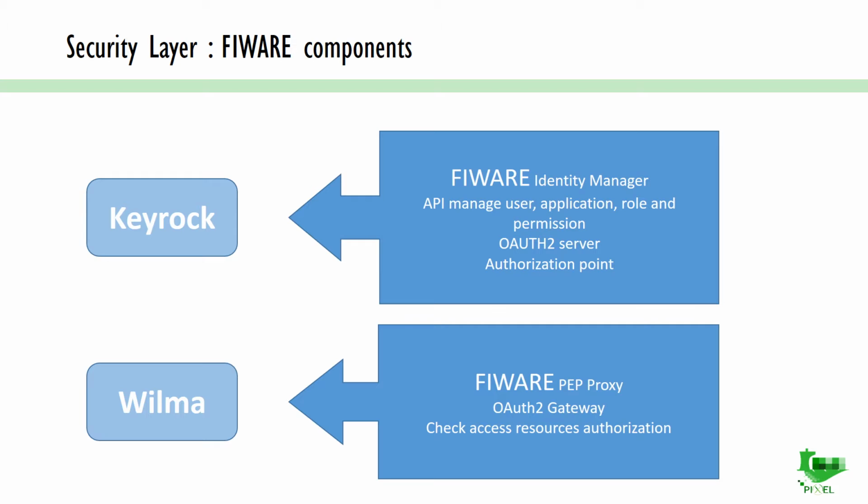FIWARE provides two main components to manage security. KeyRock, the identity manager that controls the user and the application that access the system. It provides an implementation of the OAuth2 protocol. It is also an authorization control point to check if a user is allowed to access a resource. And we have Wilma, the PEP proxy. It uses authorization control of KeyRock to check the token allow the user to access the requested resources.